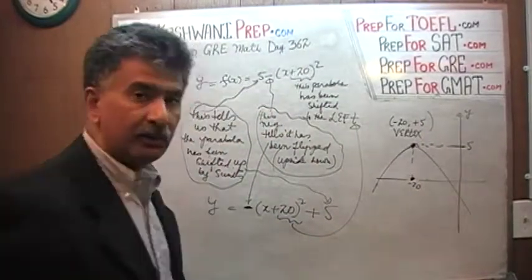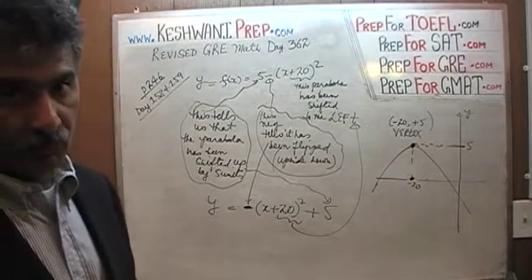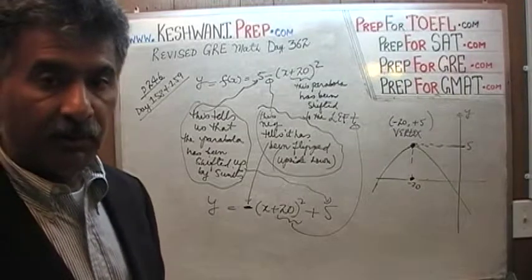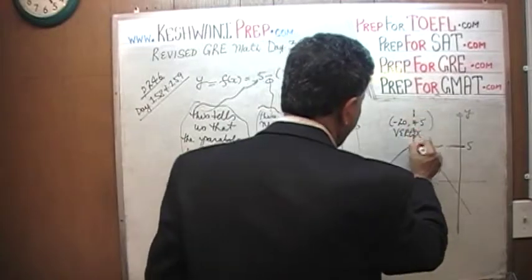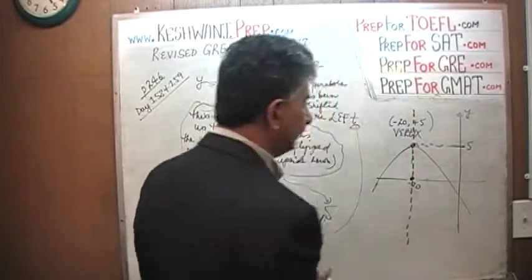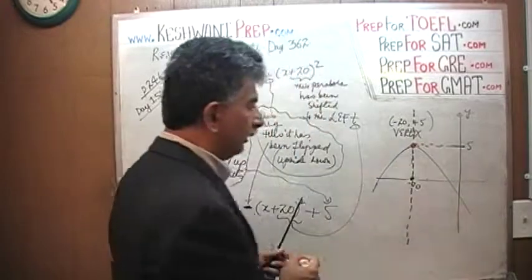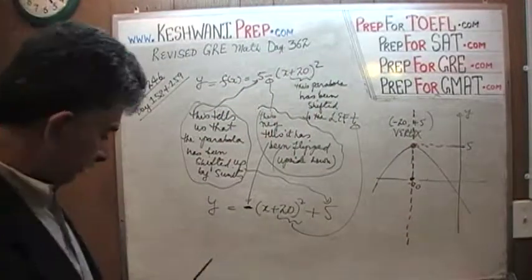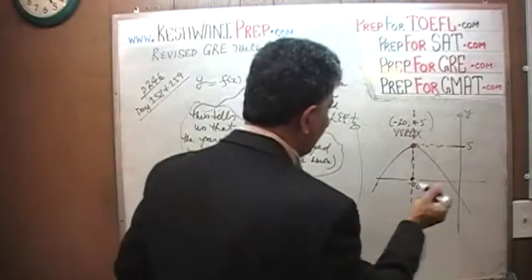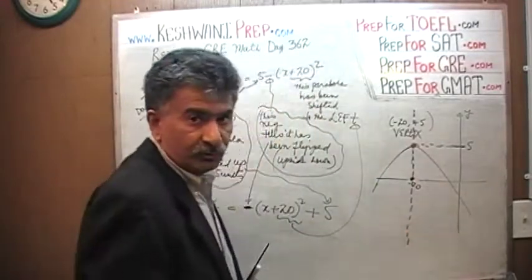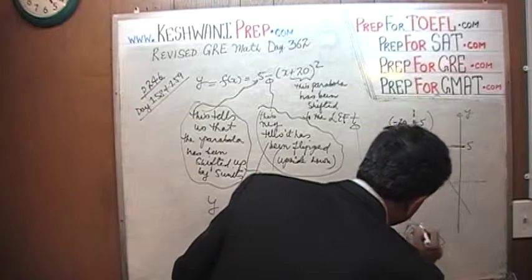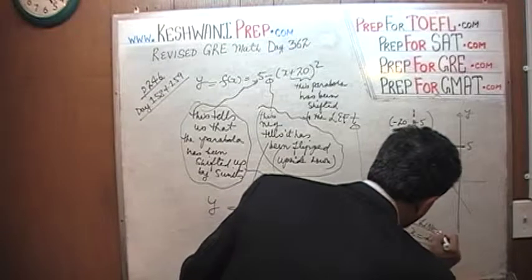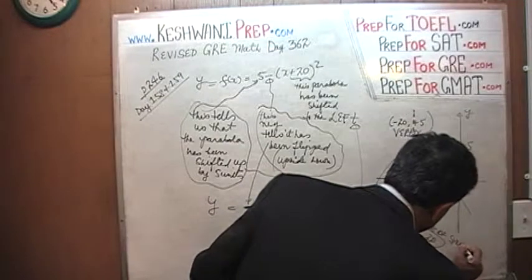Now let's talk about something called the line of symmetry. The line of symmetry is so called because it cuts the parabola into symmetric halves, which happens right here, at the vertex. What's the equation of the line of symmetry? Along this line, x is always negative 20. x equals negative 20. This is our line of symmetry.